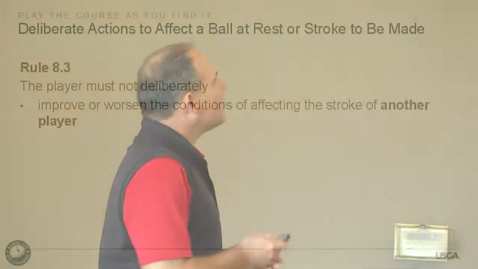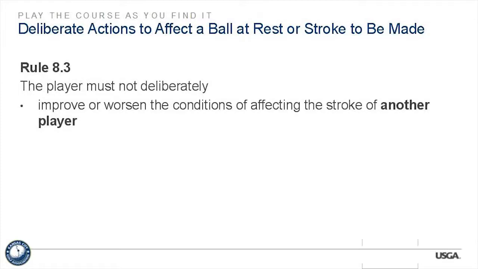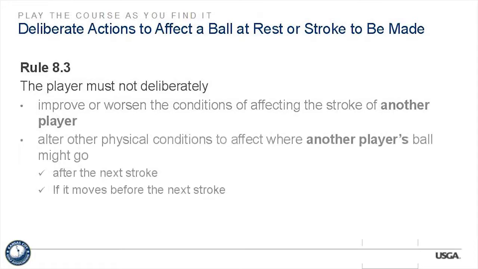So, all right, 8.3 covers when you are affecting somebody else's ball in the conditions. Not just yours, but somebody else's ball. So the player must not deliberately improve or worsen the conditions affecting the stroke of another player, or alter other physical conditions to affect where that other player's ball might end up after the stroke or even before that next stroke. So any of those situations that you can't do to yourself, for your own benefit, you can't do it to alter somebody else's, whether it's a benefit or a hindrance. So if you're even doing it to help the player, you're just a good Samaritan golfer, you're going to be penalized. Okay? You've got to let the player play his own game.